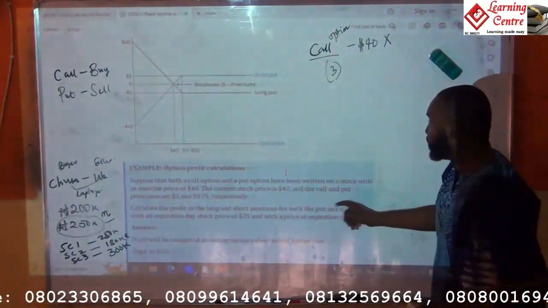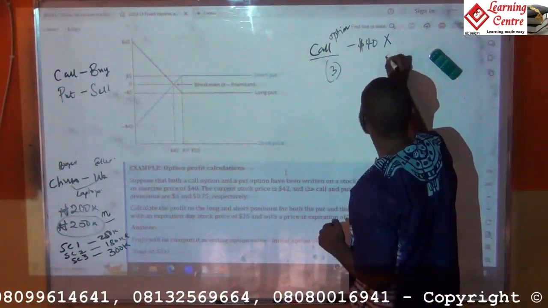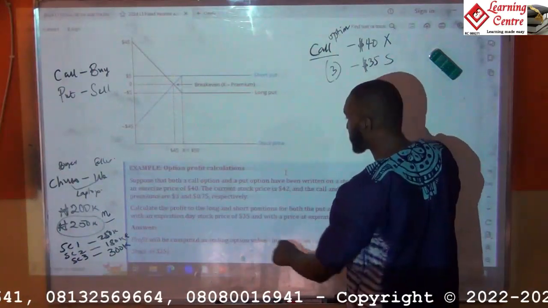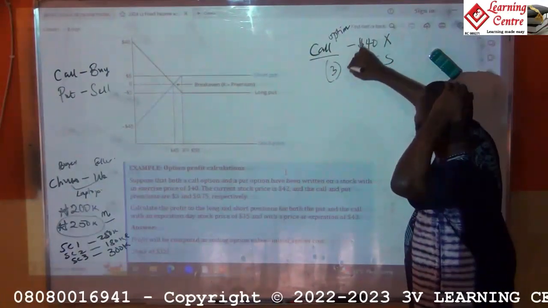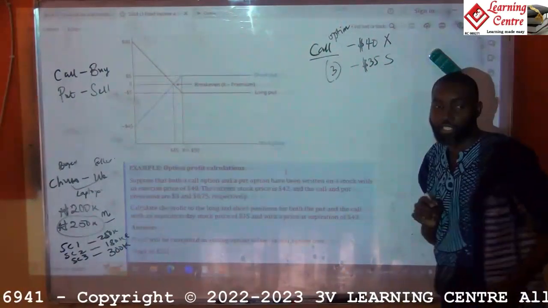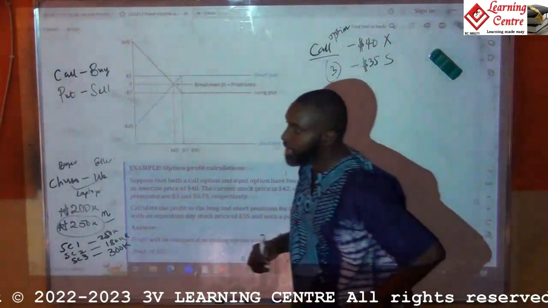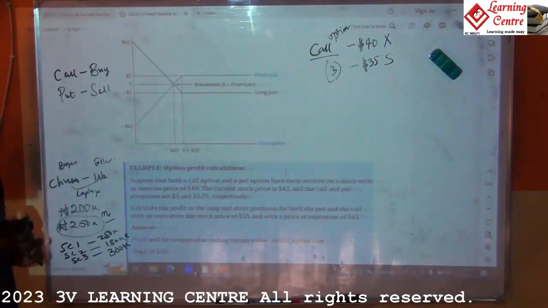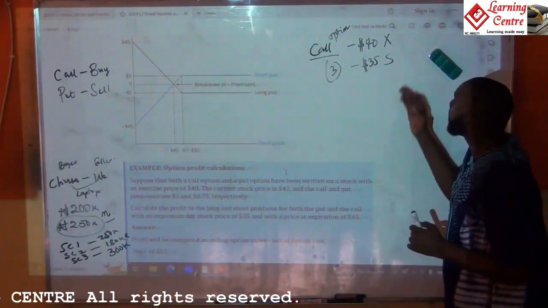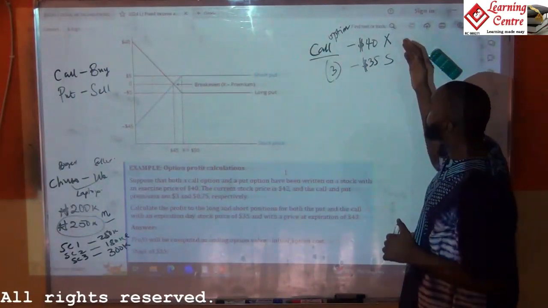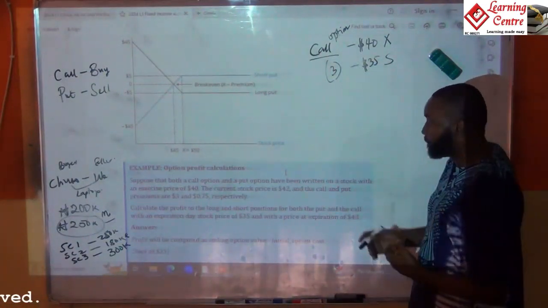For both the put and call with an expiry date, the stock price is $35. So we are giving two options: calculate at 35 and calculate at 43. Let's take it one by one. Now, we agreed to buy something at $40. What we want to buy now costs $35. Is the buyer gaining? Is the seller gaining? What is happening here? Yes, the buyer is losing, because what he can get at $35 he is getting at $40. So we calculate this option for the buyer.